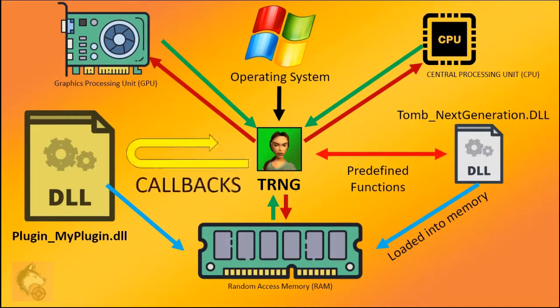This is how TRNG actually communicates with your DLL, and it is very important to know that it's a little bit different from how TRNG communicates with the Tomb Next Generation DLL. The U-turn arrow means that when TRNG sends a message to your DLL, it expects the message to come back. Otherwise, your game will hang and will not continue until a result is received. Otherwise, it will get not responding, or it will crash.